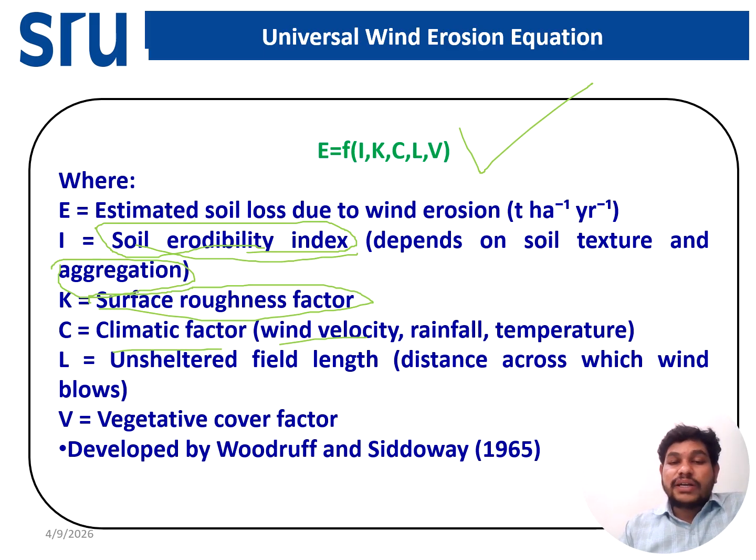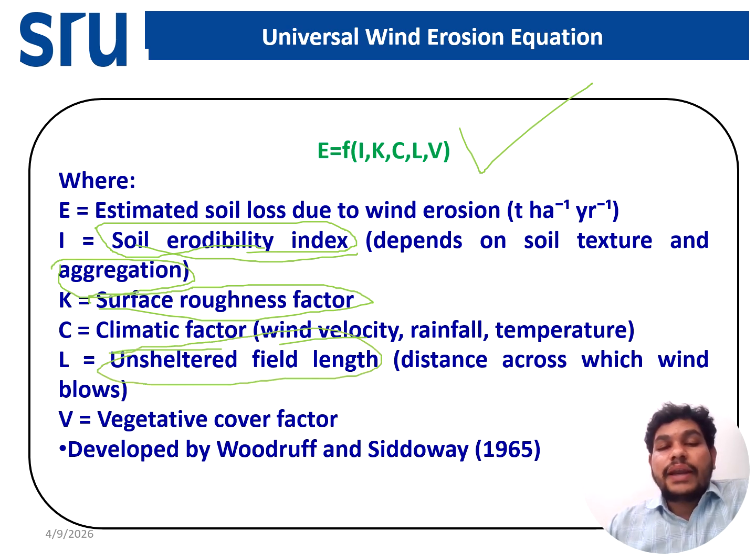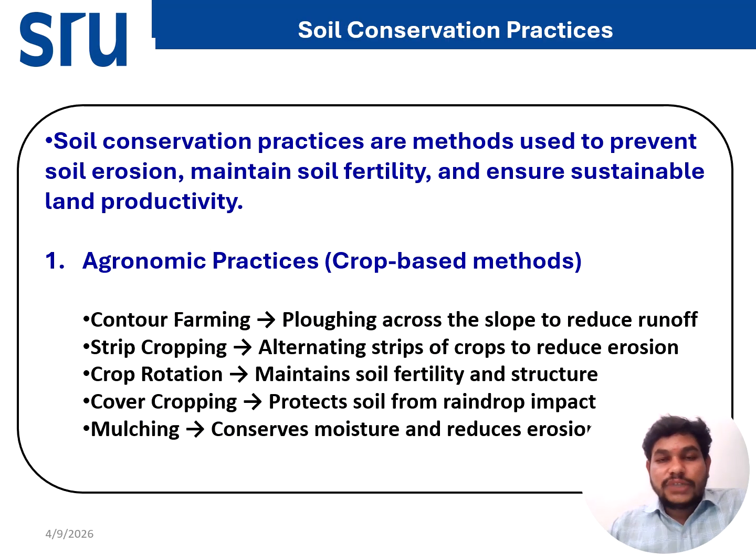L is the unsheltered field length, the distance over which the wind blows. Is there a sheltered or an unsheltered field? Sheltered or unsheltered means whether any trees are present or not. V is the vegetation cover. What types of vegetation are available? This equation is given by Woodruff and Siddoway. We use these equations to determine the water erosion and the wind erosion.